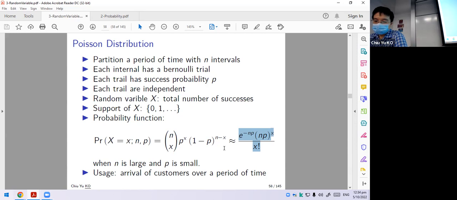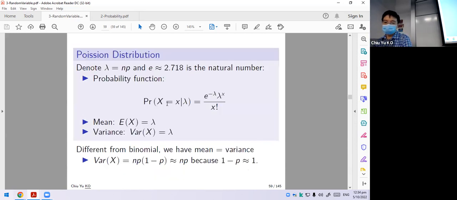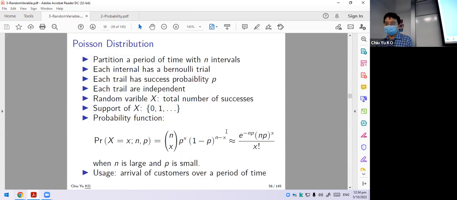In that case, this is the mean, and here we will use lambda instead of np because we don't need to keep track of both. So that's why the preference is like this. This is nothing but coming from this expression, just replacing np by lambda.